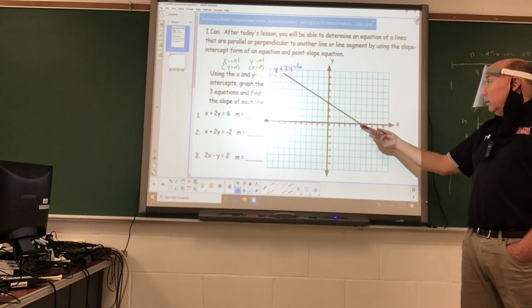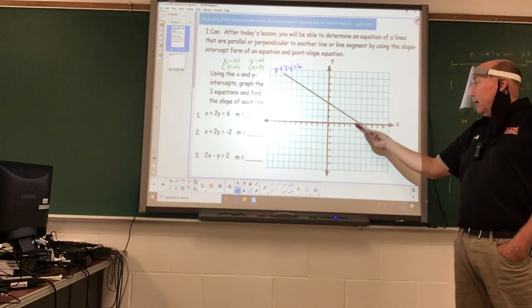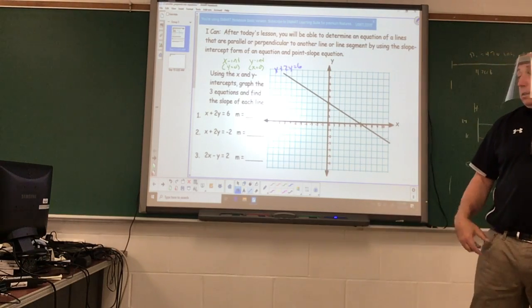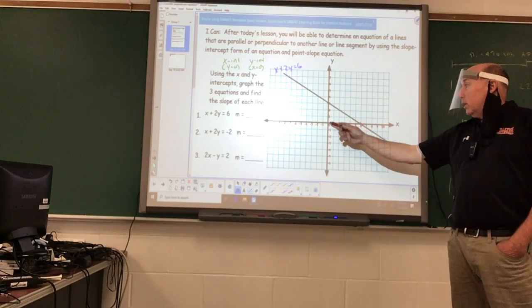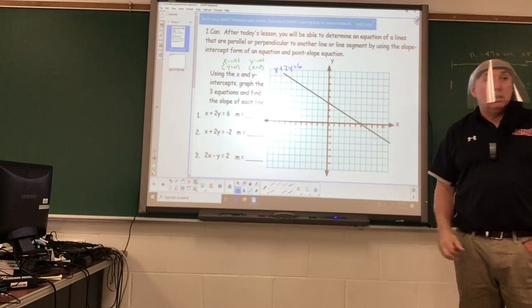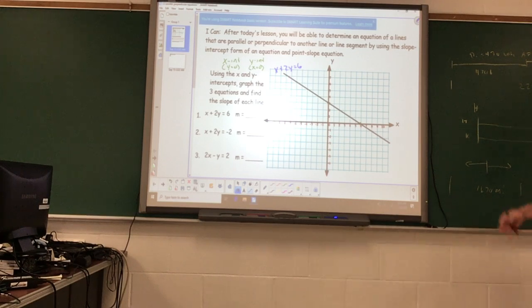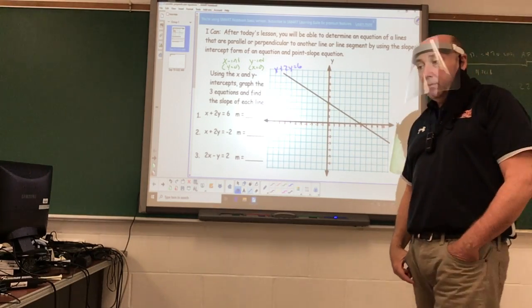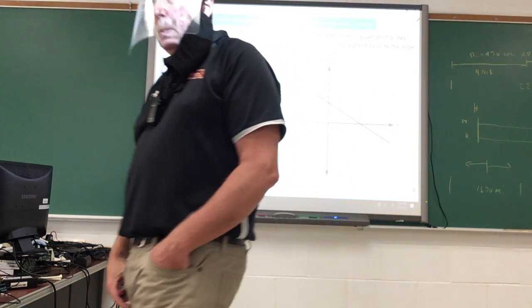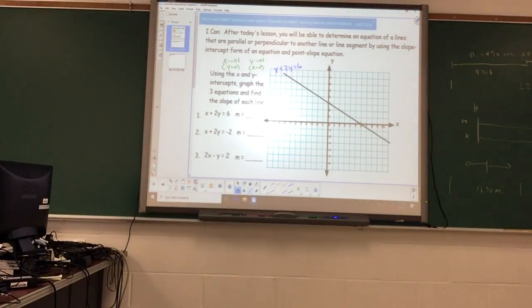I go up 3. My delta y is 3. My delta x is 6. If I go from here to here, I go up 3 and to the left 6. So I can use my delta y over delta x also, with your positives and negatives, or you can put it into y equals mx plus b form. So find the slope of each one of those. Get a graph down with each one of those. Check your slopes with somebody around you, and check your graphs with somebody around you.